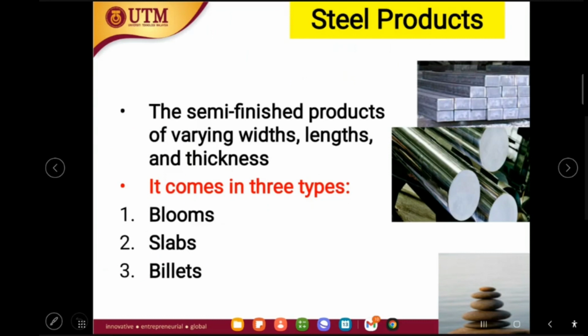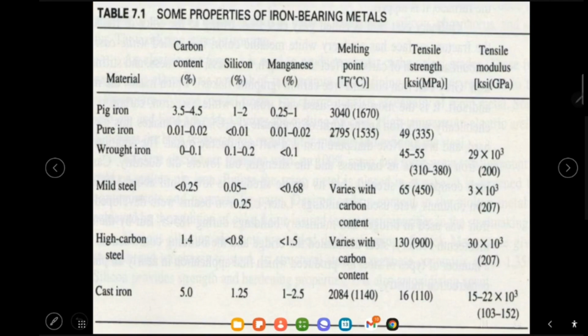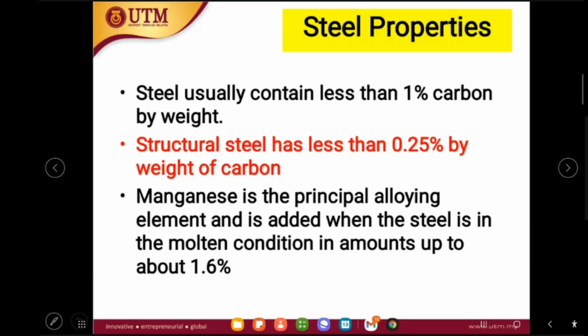For steel products, normally they come in three types depending on width, length, and thickness. We call them blooms, slabs, or billets. So that is the steel product. Here are some of the properties of the iron-bearing metals. You can see the differences in composition, in terms of carbon content, silicon, manganese, the melting point, and the capacity in terms of tensile strength and modulus, for pig iron, high carbon steel, and cast irons.